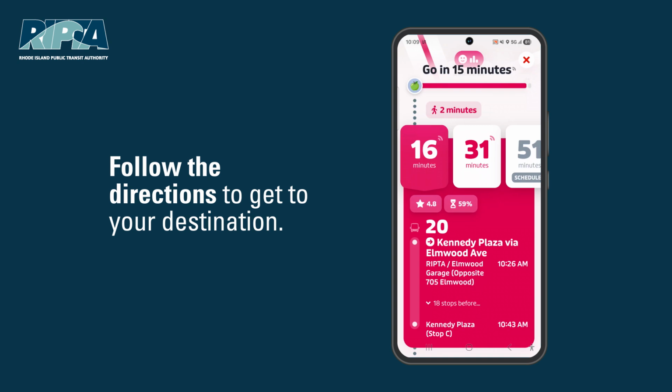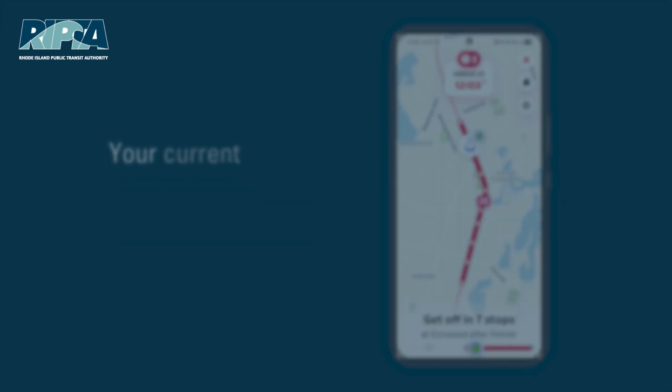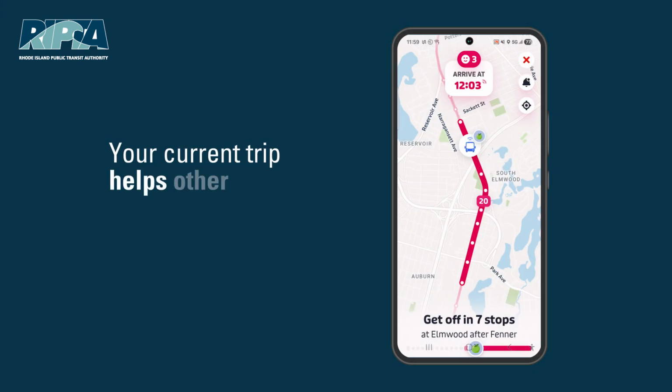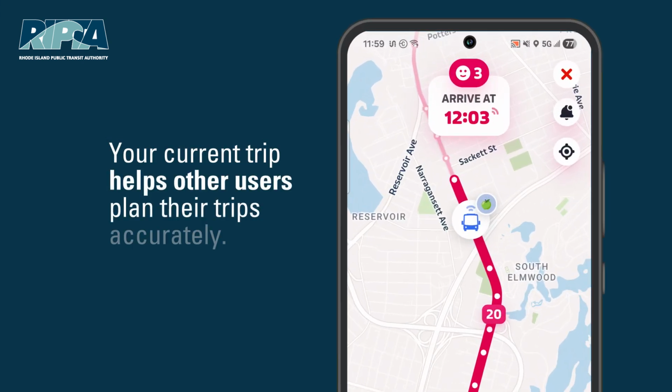Blurred crossfade transition to a screen now showing the user riding a bus, visible by a blue bus icon combined with the user's profile icon. It's traveling along the Route 20 line. Text on the left reads, "Your current trip helps other users plan their trips accurately."